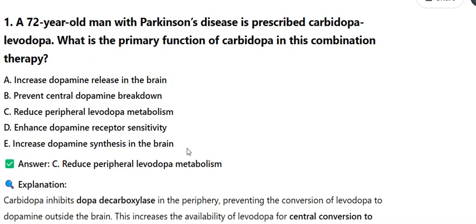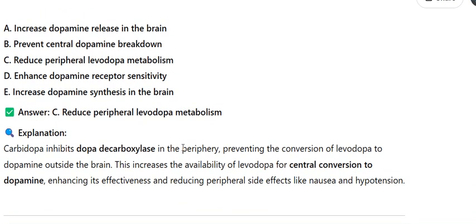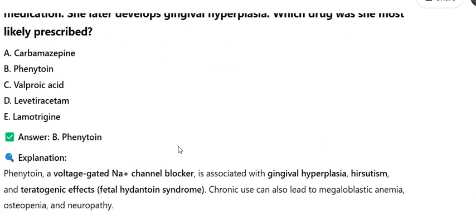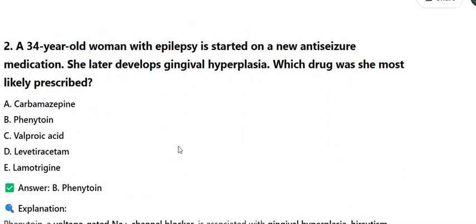Explanation. Carbidopa inhibits dopa decarboxylase in the periphery, preventing the conversion of levodopa to dopamine outside the brain. This increases the availability of levodopa for central conversion to dopamine, enhancing its effectiveness and reducing peripheral side effects like nausea and hypotension.